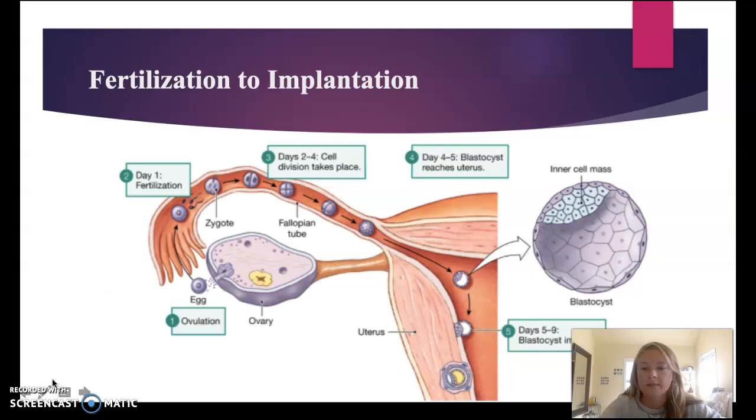And you can see this pathway that I was just describing. The first step is ovulation of the egg, and then fertilization in the fallopian tube. The third step is around days 2 to 4 where the cell division takes place. Days 4 through 5 is the blastocyst reaching the uterus. And step 5 is days 5 through 9 where the blastocyst implants in the uterus.